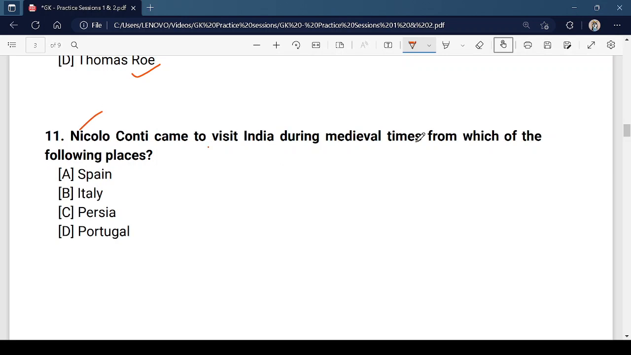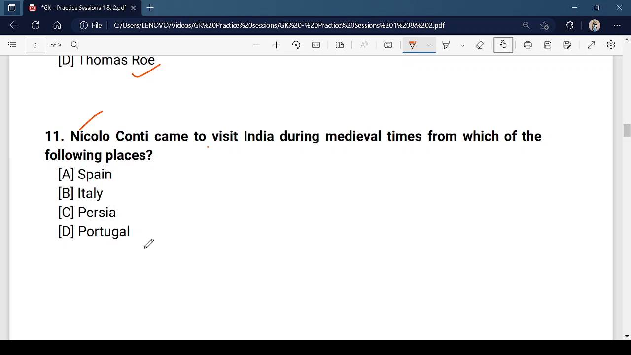This is the second part of the question. He came to India to visit other dynasties in the medieval times. That is there, but the main question is: Niccolo di Conti is from which of the following places? Spain, Italy, Persia or Portugal?